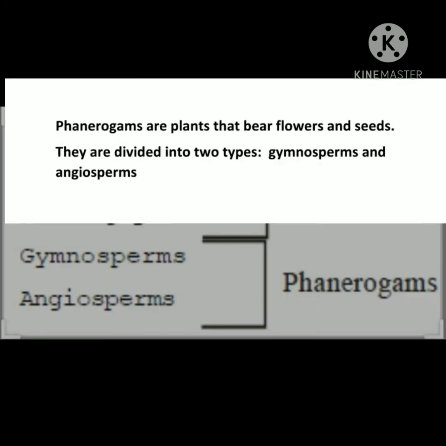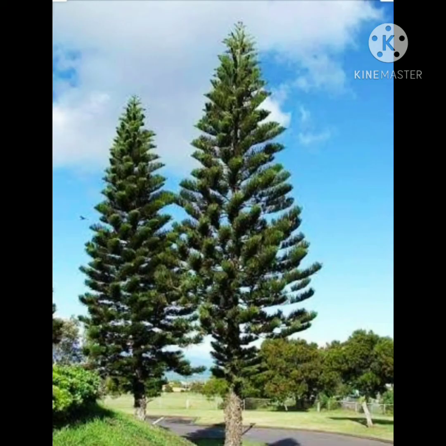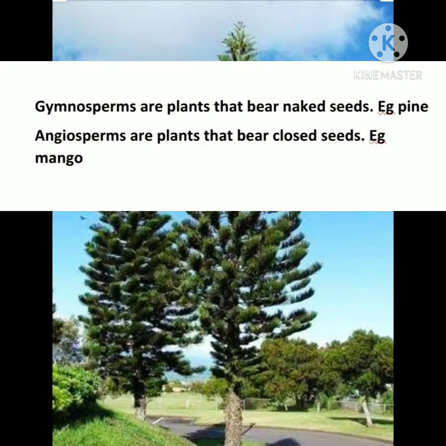Phanerogams are flowering plants. They bear flowers and seeds. They're divided into two types, gymnosperms and angiosperms. Gymnosperms are those phanerogams that bear naked seeds. That means the seeds are not present within a fruit.